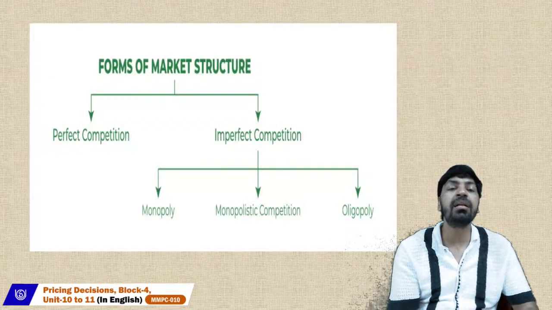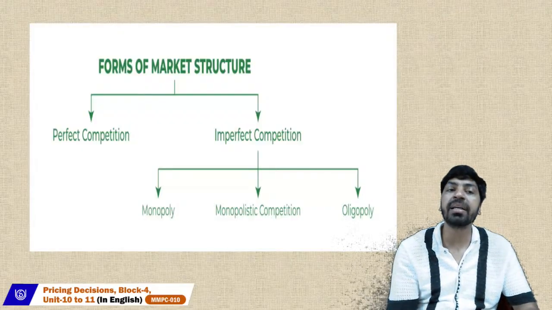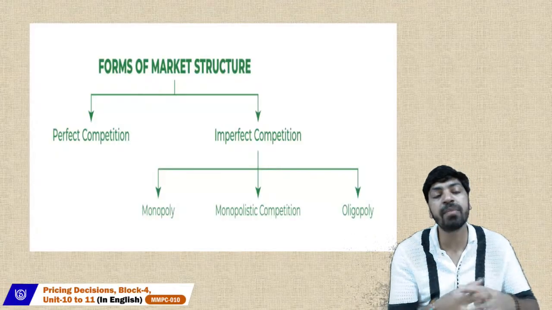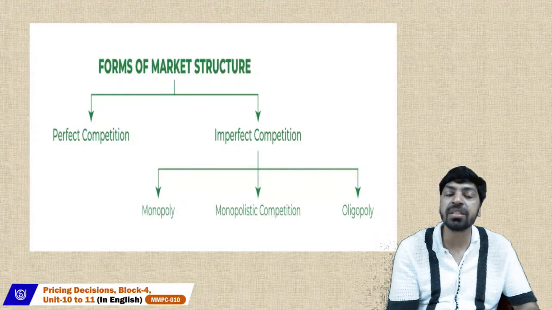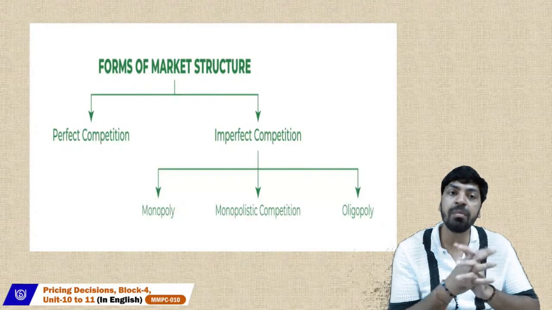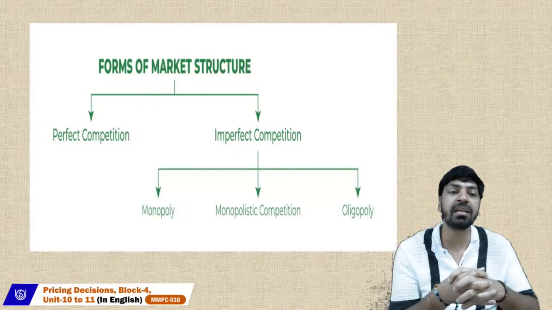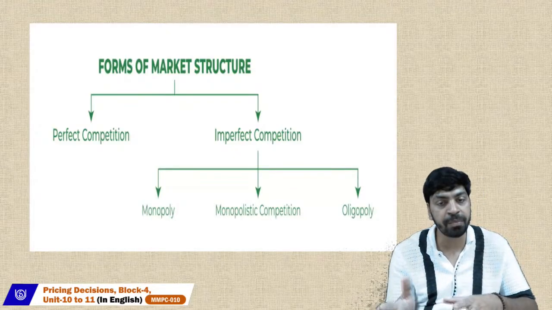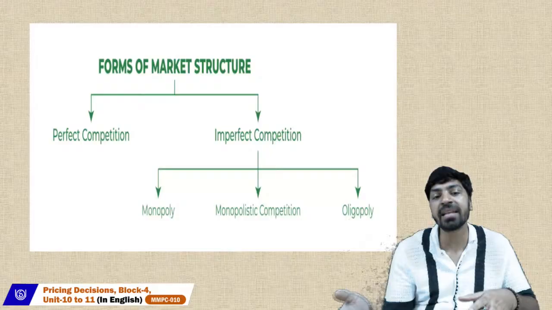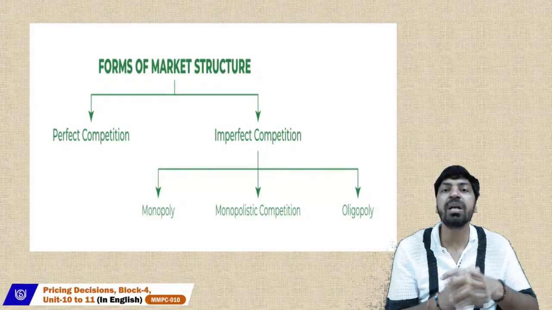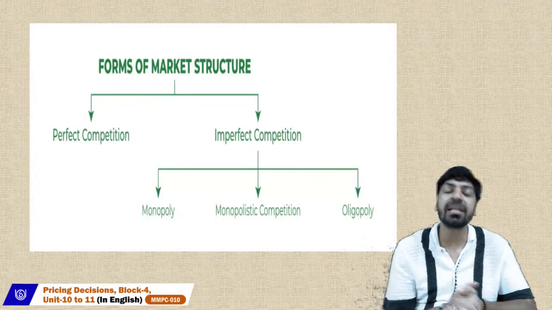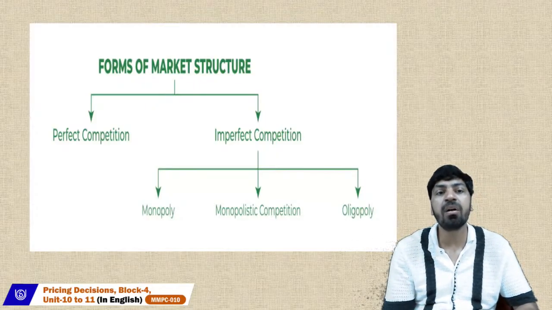Now we can come to the next section, that is the forms of market structure. As I already told, there are four main types of market structure: perfect competition, monopoly, monopolistic competition, and oligopoly. The forms are classified into two main categories, perfect competition and imperfect competition. The imperfect competition is also classified into three more categories. The first one is monopoly, the second one is monopolistic competition, and the third one is oligopoly. So these are the three main categories which come under imperfect competition.